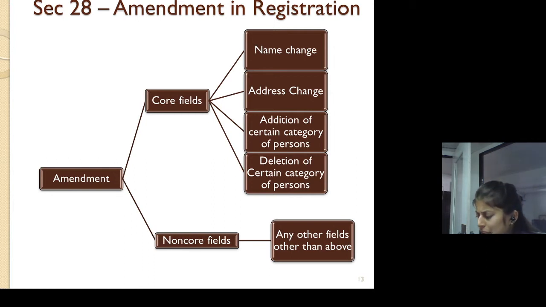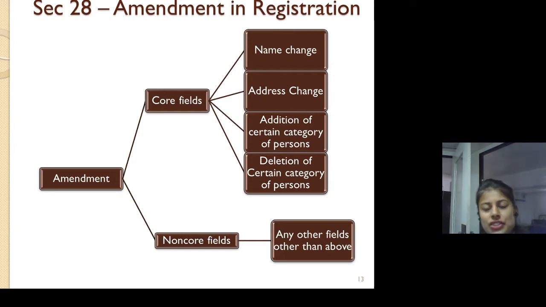So there could be two types of amendments: amendments in core fields and amendments in non-core fields. What I mean by core fields, we'll check. See, first is if there is a change in the name of the business, be it a legal name or trade name, you can amend it through core fields. I'll just tell you what are the core fields and non-core fields, and how to amend later.